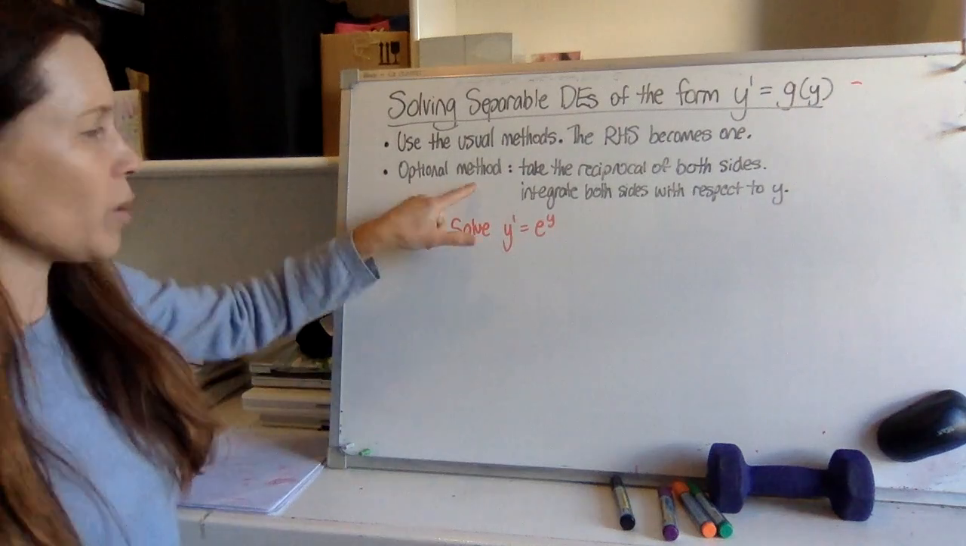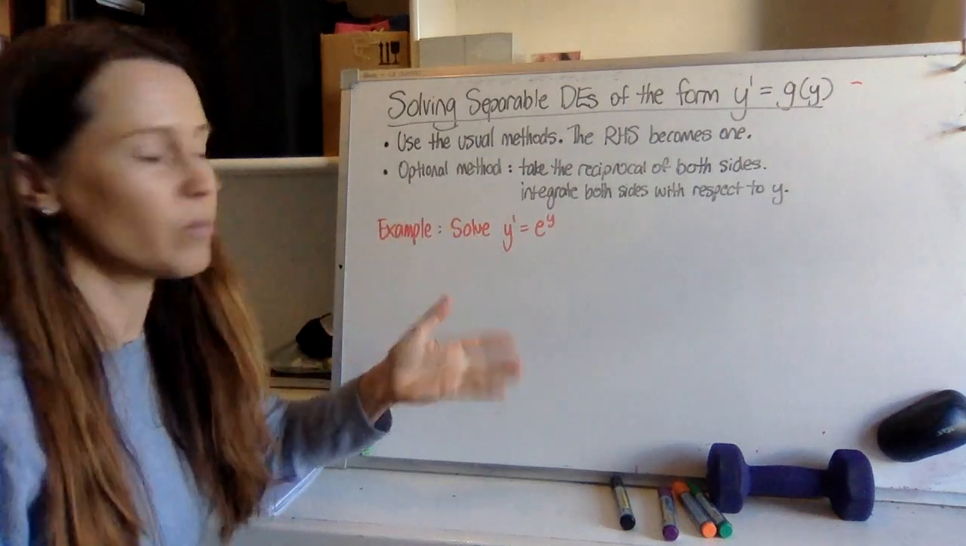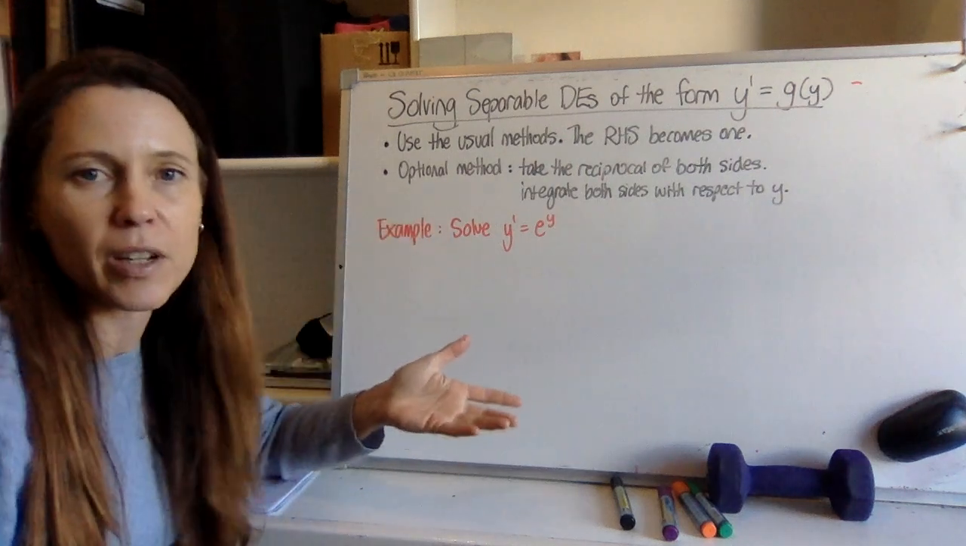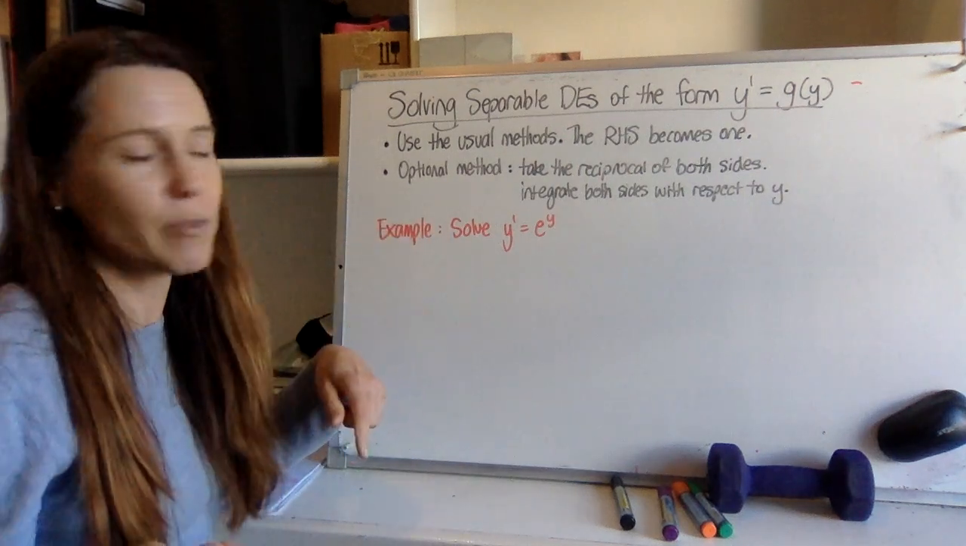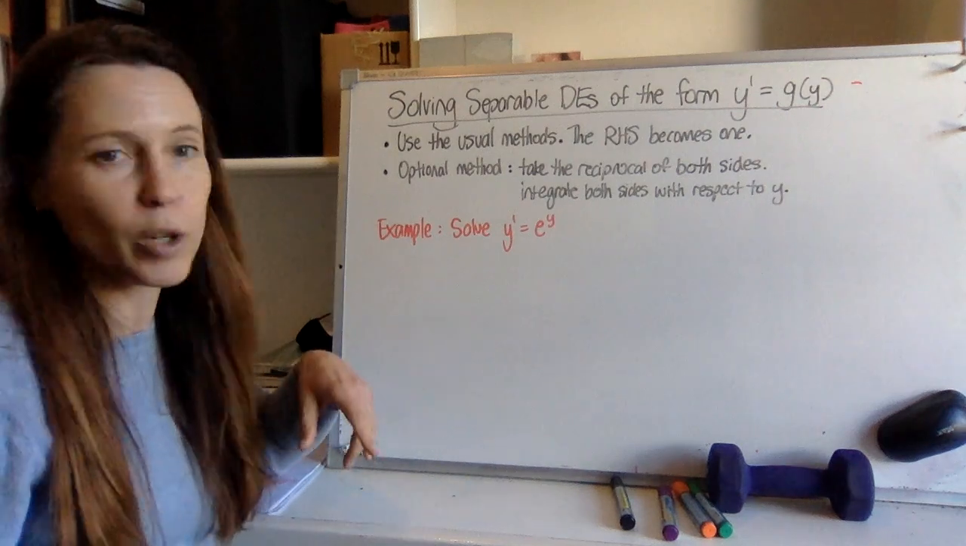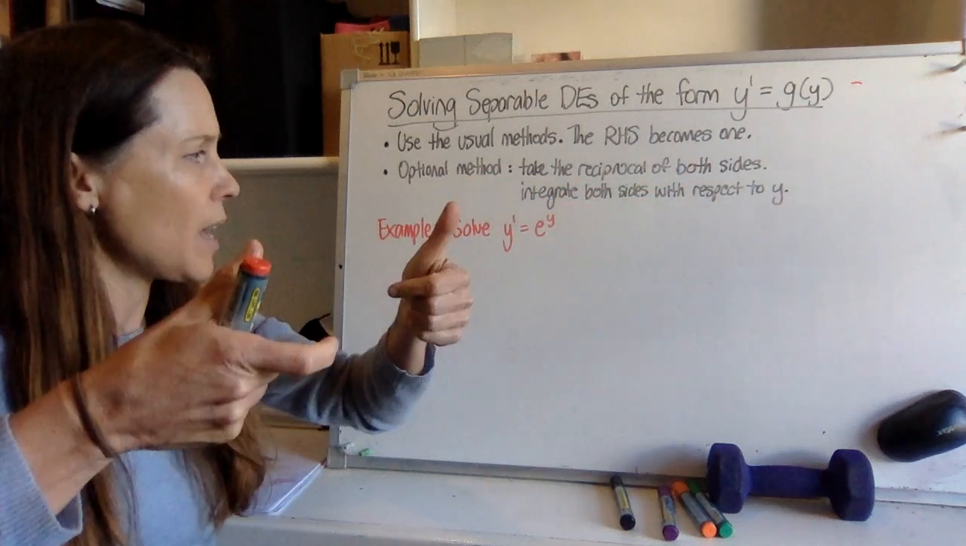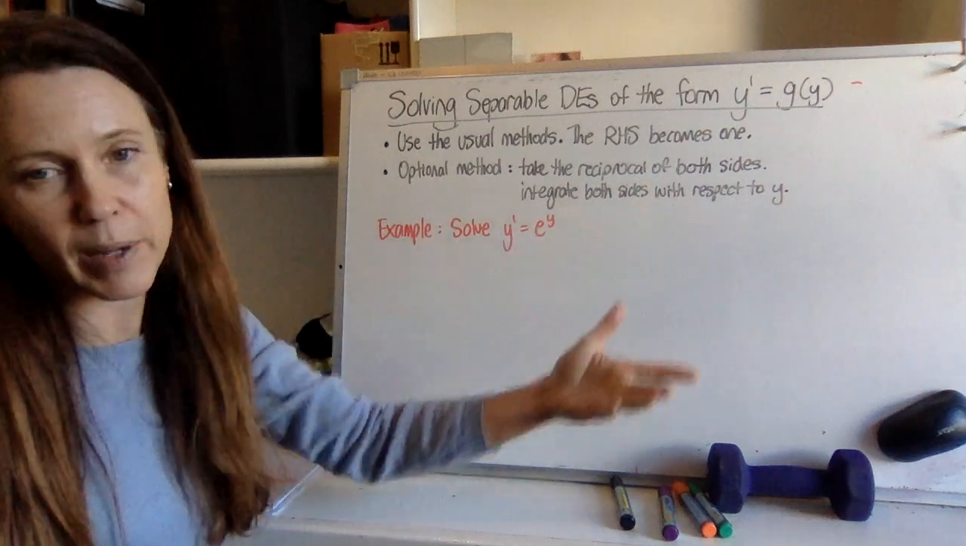We have got an optional extra method. Now this is very much optional. If you don't choose to use this, you'll be completely fine, but maybe it's a handy thing to know in case you're feeling stuck or you've got something that's difficult to integrate. It could be a good workaround. You can take the reciprocal of both sides and then integrate both sides with respect to y.